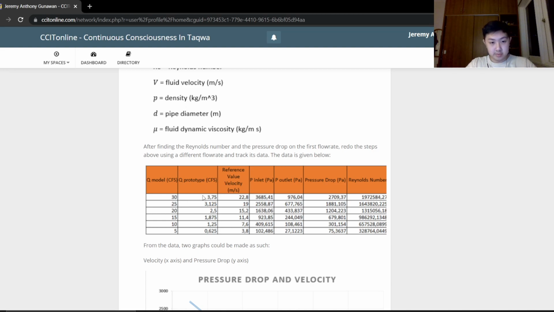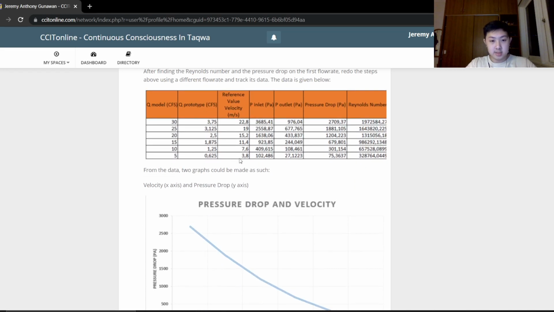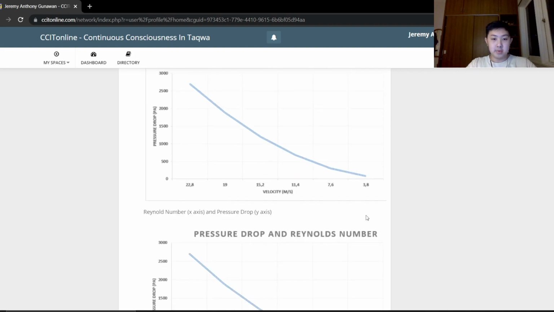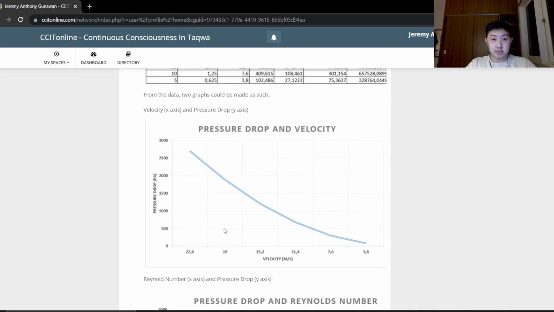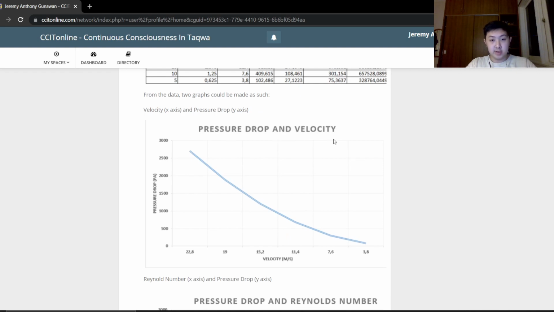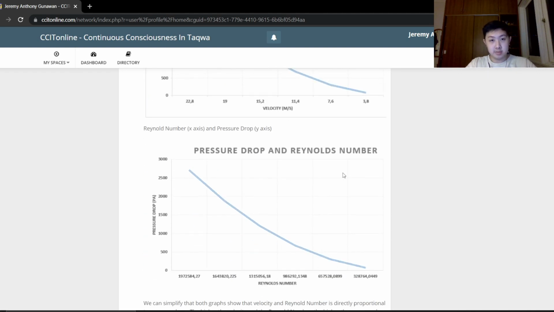So we'll change it to Q prototype, and then we'll find the reference value velocity, and then we can get the pressure drop and the Reynolds number. After we're done doing this, we can get the graph here. I apologize, the graph should be going upwards, but the graph is right, it's just going downwards. So there are two graphs: the pressure drop and velocity graph, and the pressure drop and Reynolds number graph.